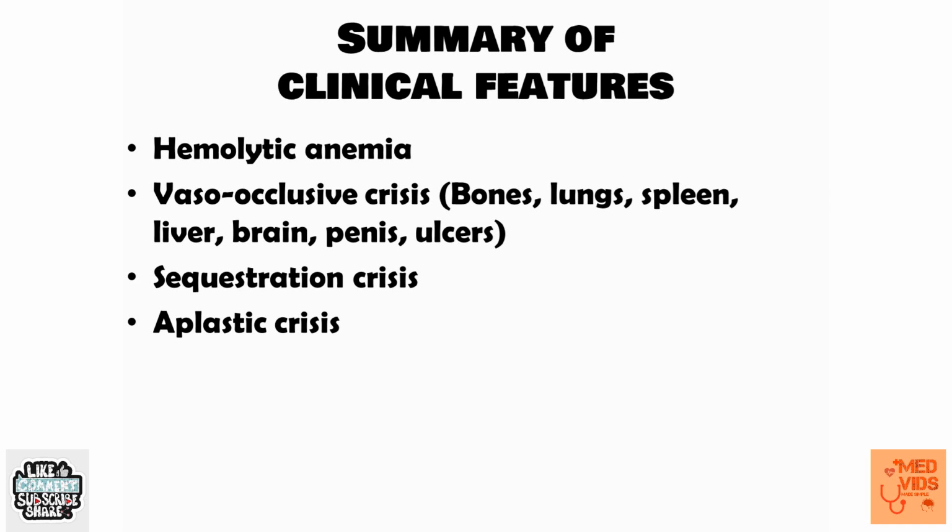It can affect the spleen, and on a long-term basis can cause autosplenectomy. Can affect the liver and cause infarction. Can affect the brain and cause stroke. It can affect the penis in males and cause priapism, which is painful erection, and it can cause chronic non-healing ulcers over the extremities, especially legs. And it can cause sequestration crisis, which can lead to hypovolemia and can even lead to shock, which may even require blood transfusions in certain cases, and can cause aplastic crisis, which is caused by infection of patients with sickle cell anemia with parvovirus B19 infection.